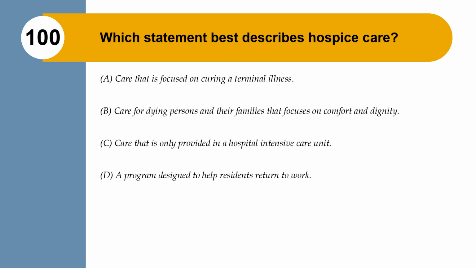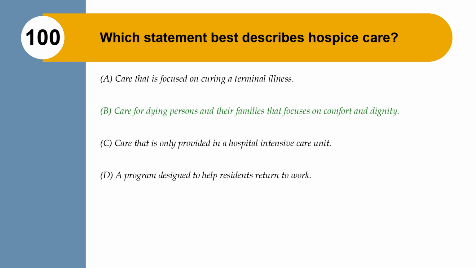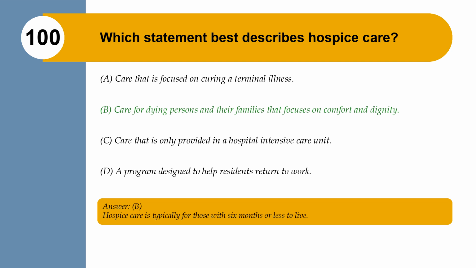Question 100. Which statement best describes hospice care? Option A, care that is focused on curing a terminal illness. Option B, care for dying persons and their families that focuses on comfort and dignity. Option C, care that is only provided in a hospital intensive care unit. Option D, a program designed to help residents return to work. The correct answer is option B, care for dying persons and their families that focuses on comfort and dignity. Explanation: Hospice care is typically for those with 6 months or less to live.